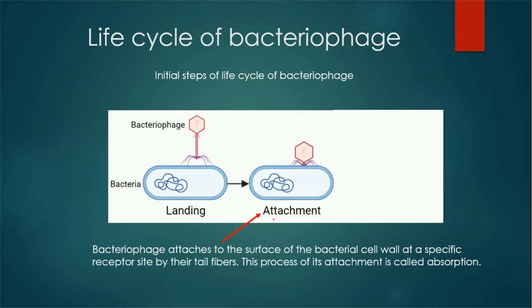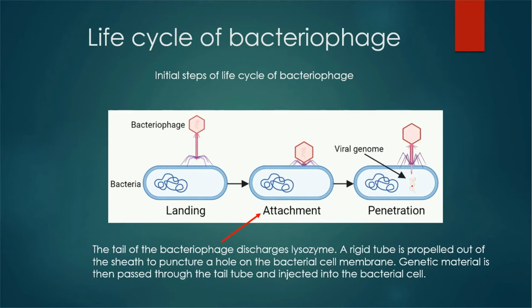The second step is attachment. The bacteriophage attaches to the surface of the bacterial cell wall at a specific receptor site with the help of its tail fibers. This process is also called absorption. This attachment is the courtesy of weak chemical bonds which are formed between the receptor sites and the bacteriophage.